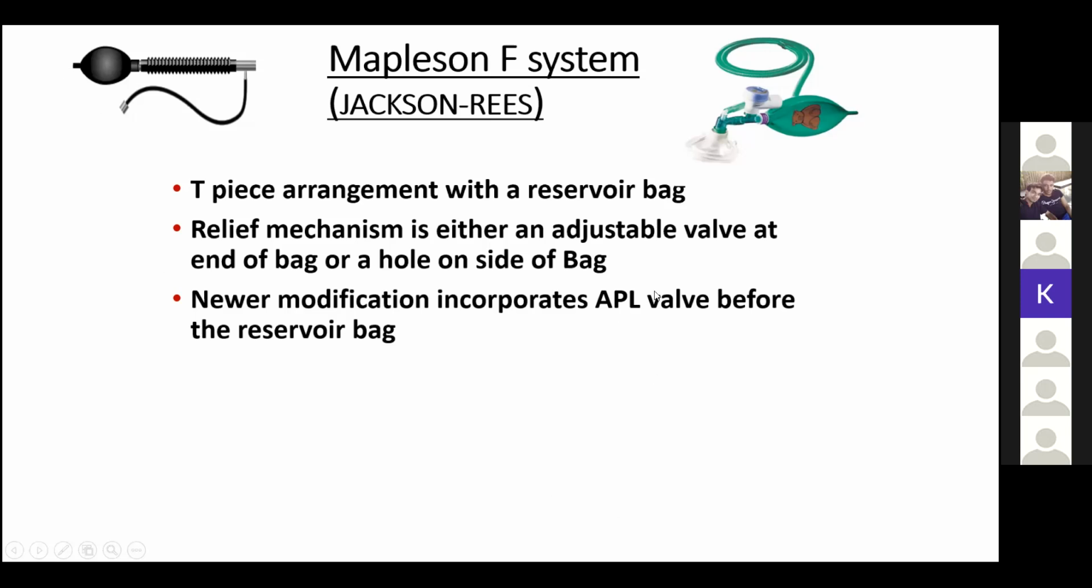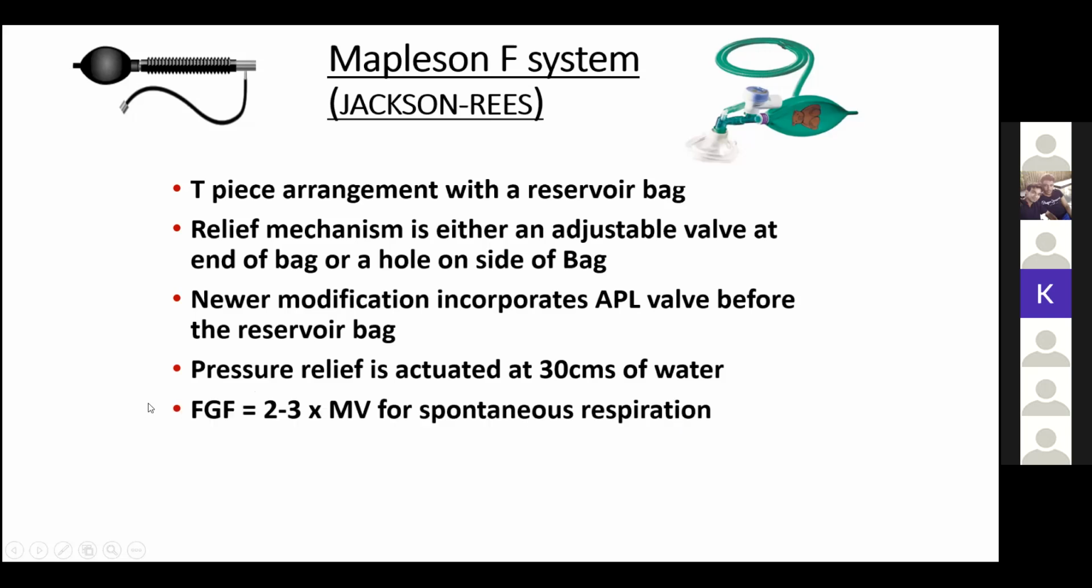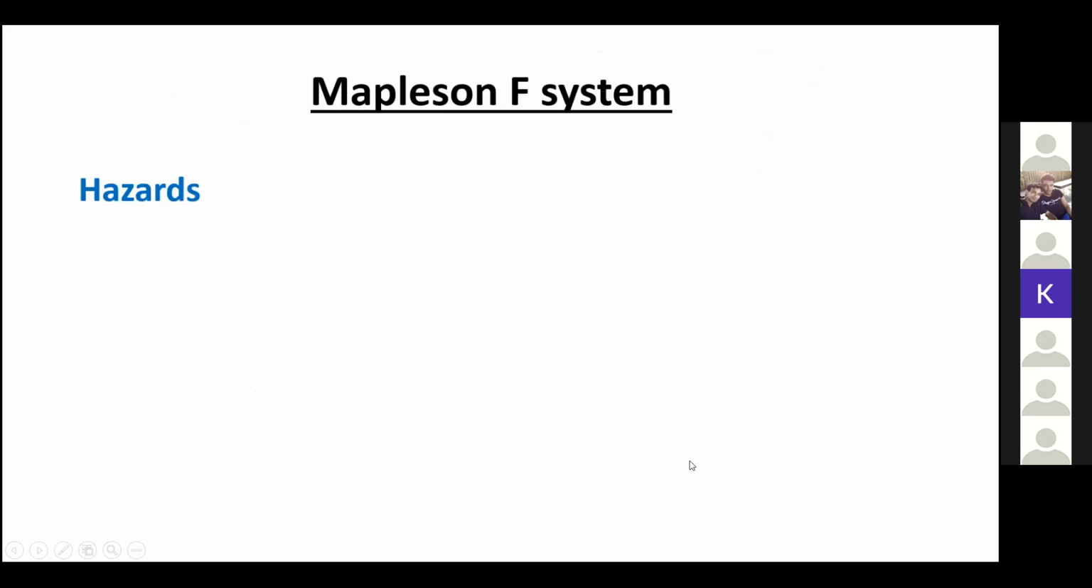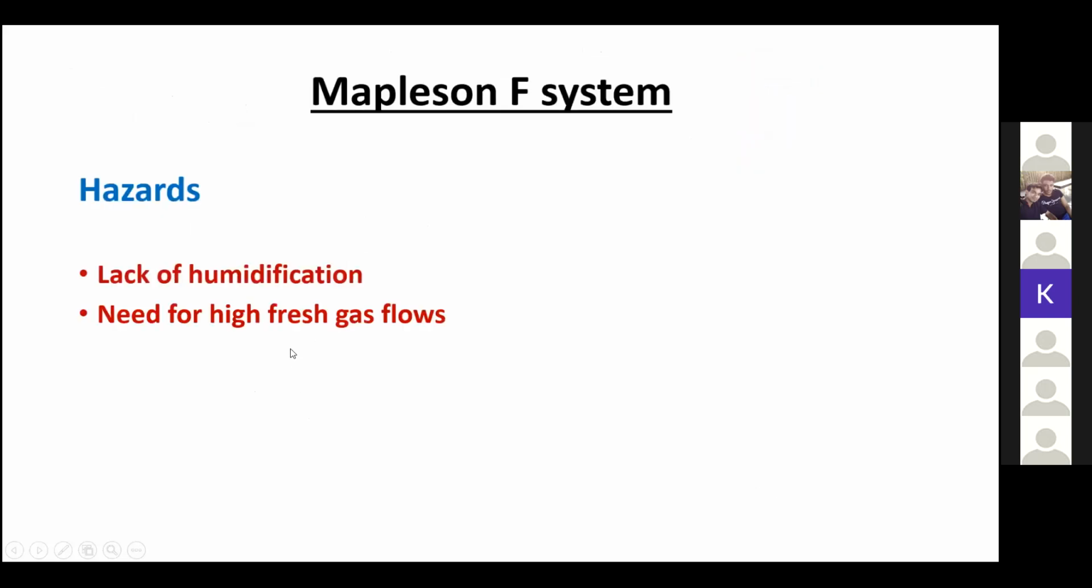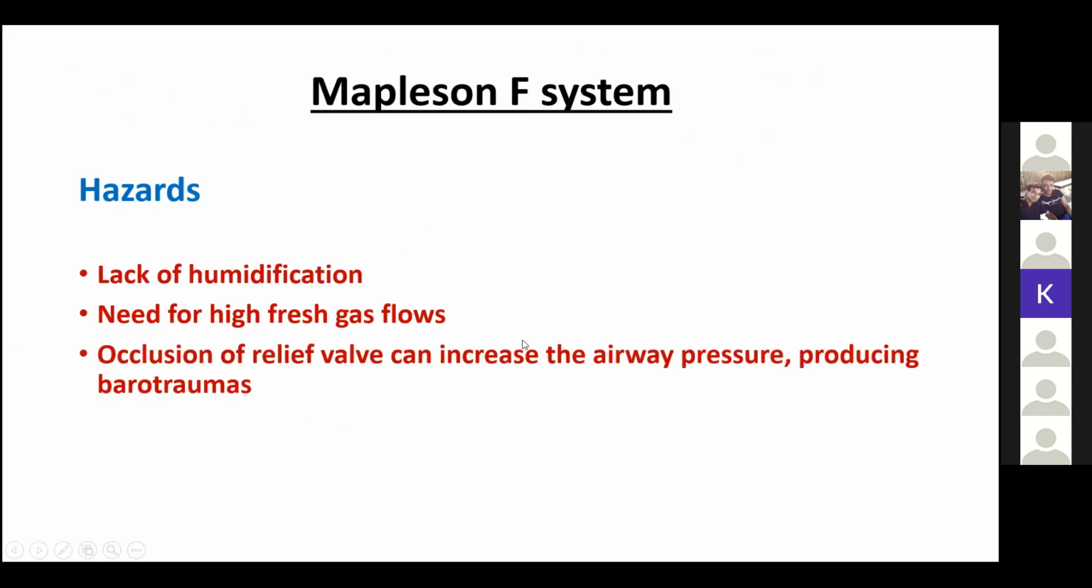Newer modification incorporates an APL valve before the reservoir bag. You can see here. Next slide, I'll show you that. Pressure relief is actuated at 30 centimeters of water in that valve. Fresh gas flow 2 to 3 times the minute volume for spontaneous respiration. Fresh gas flow equal to Bain's for controlled respiration. Hazards: lack of humidification, need for high fresh gas flows, occlusion of relief valve can increase the airway pressure and can produce barotrauma.